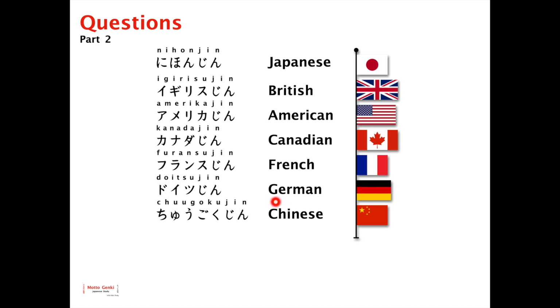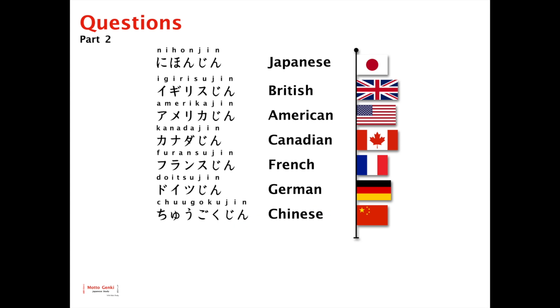Germany is a little different. It uses the German word, which is Deutschland. So Deutsche. Deutsche jin is German. So here again, we have China. In the Japanese language, they have their own word for China, which is Chugoku. So with jin, Chugoku jin, Chinese.